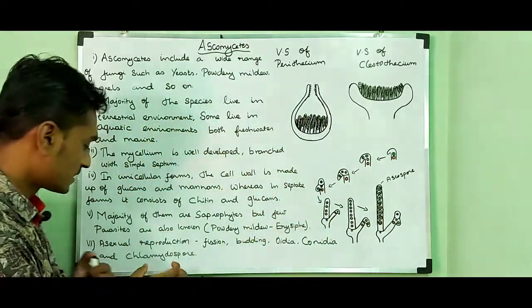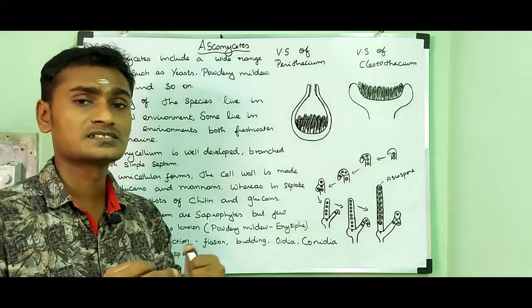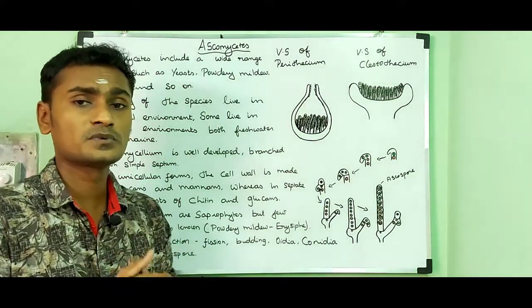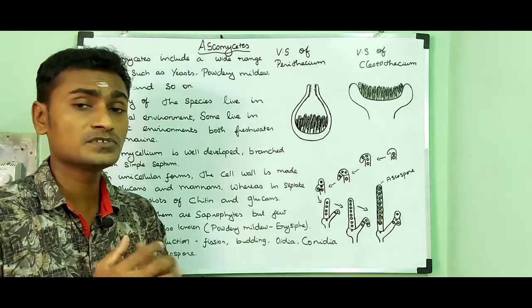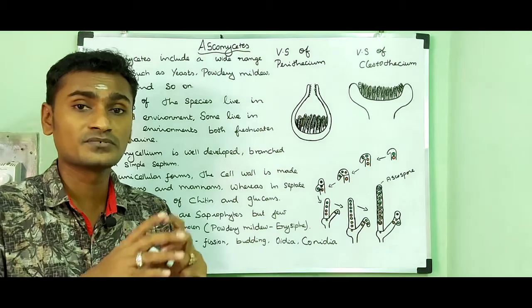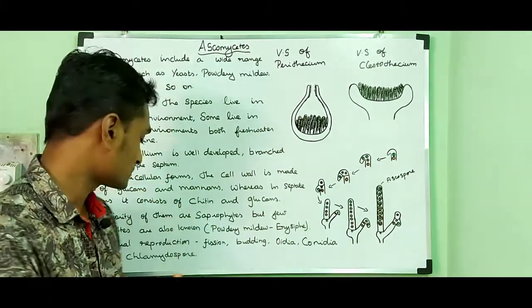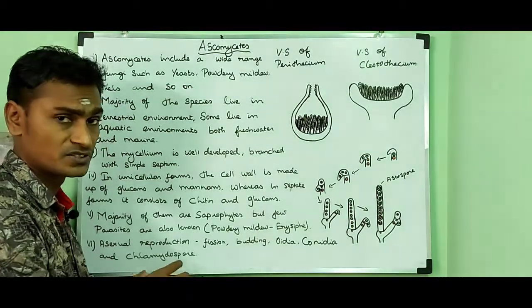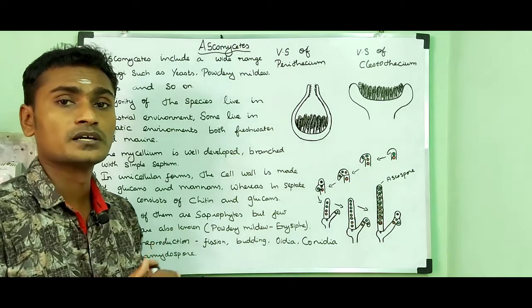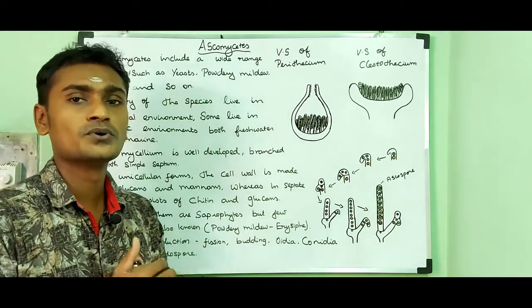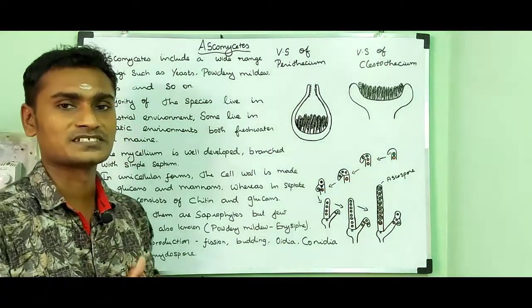Then chlamydospores. Chlamydospores are otherwise called resting spores. During unfavorable conditions, they remain in a dormant condition. The chlamydospores are formed by the formation of a thick wall around the cell. Then during favorable conditions, these chlamydospores are able to develop into a new fungus. So that's all about asexual reproduction.